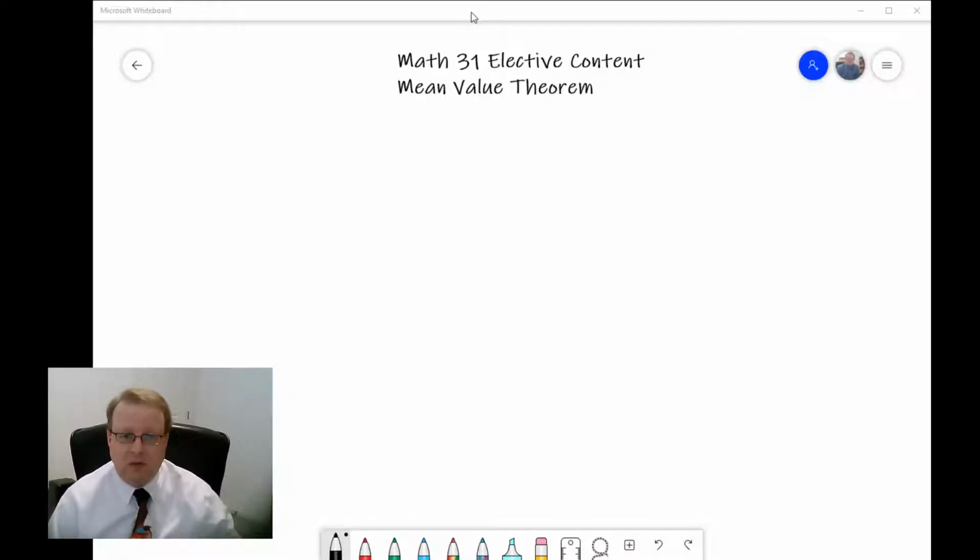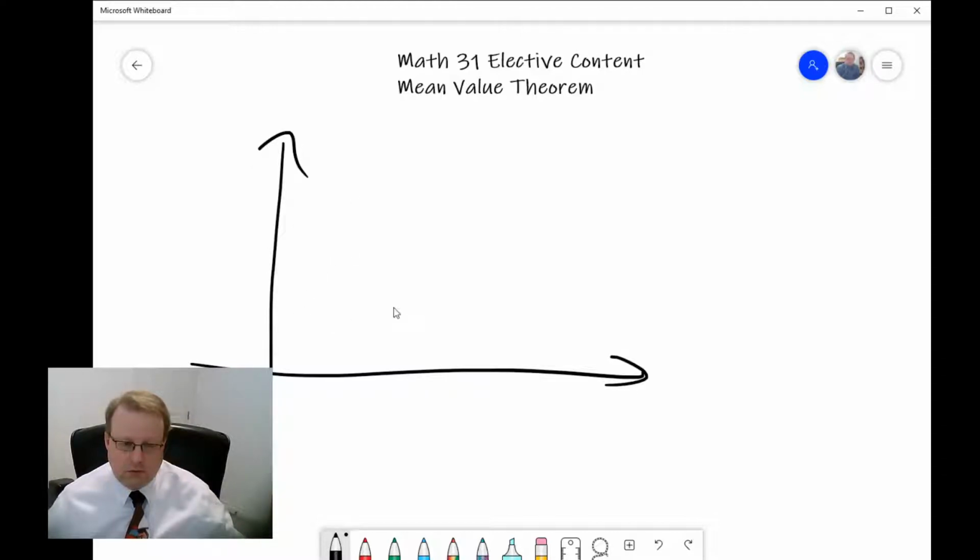So in many ways, the mean value theorem is an extension of the intermediate value theorem. While the intermediate value theorem focused on the value of a function itself, the mean value theorem focuses on the value of the derivative. So again, let's imagine we have a function that is continuous and differentiable on some interval.